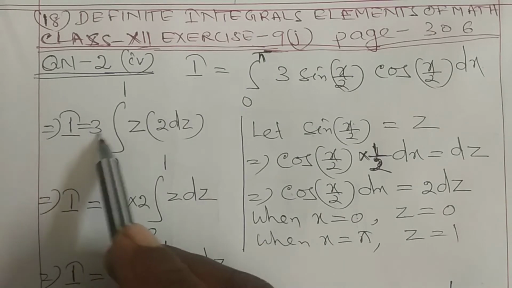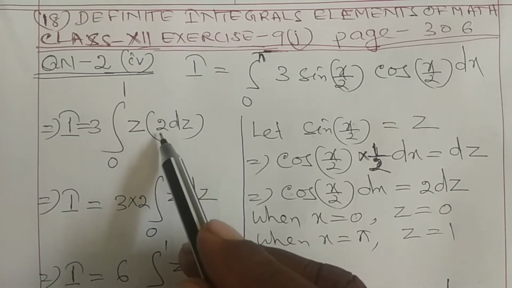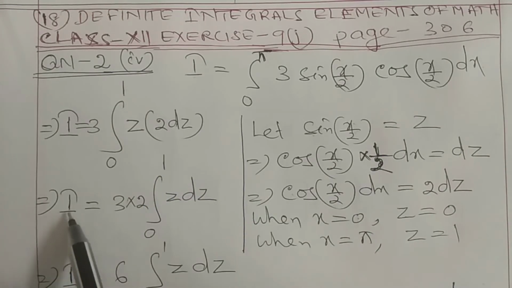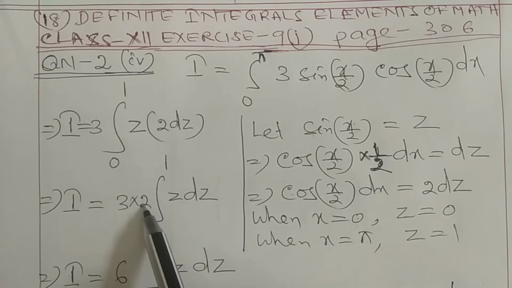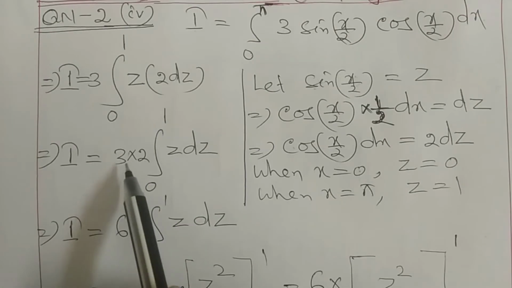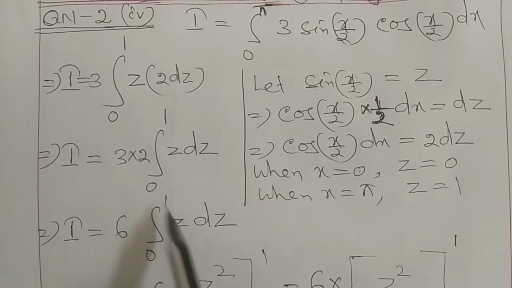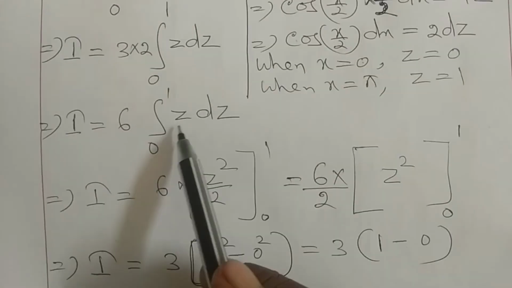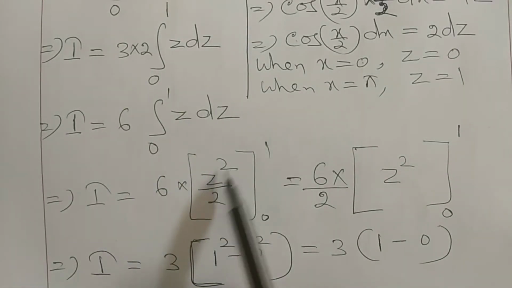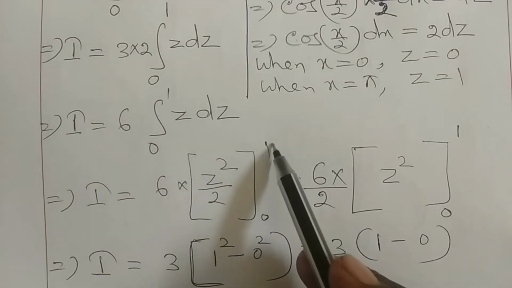So I is equal to 3 times the integration from 0 to 1 of z times 2 dz. This implies I is equal to 3 times 2 times the integral from 0 to 1 of z dz. Here 3 into 2 is 6. So I is equal to 6 times the integration from 0 to 1 of z dz. The integration of z dz is equal to z square by 2, with range from 0 to 1.